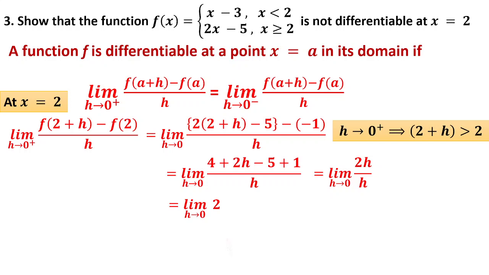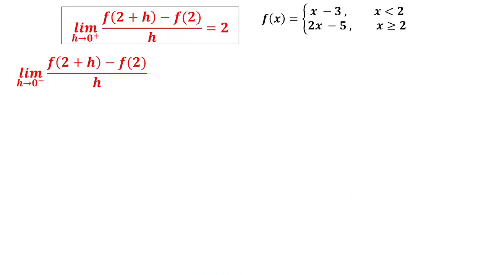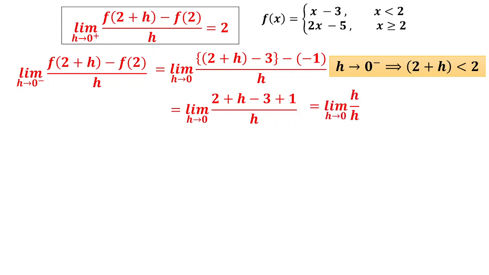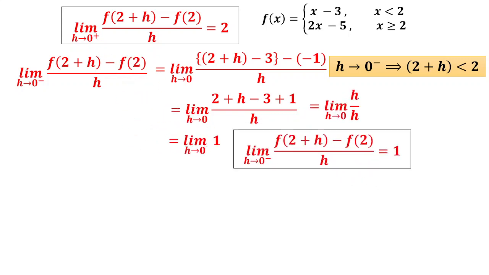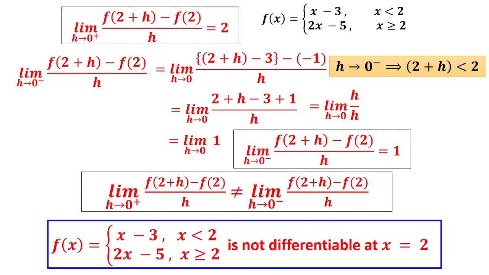Good. Let us now go to the left limit. The left limit is simple. Here h goes to 0 minus, meaning 2 plus h is less than 2. Which to be taken? That x minus 3 to be taken. f of x is equal to x minus 3 in this case. Therefore, 2 plus h minus 3, minus of minus 1, because f of 2 is minus 1. Simplify. You will get the answer as 1. The left limit is not equal to the right limit. Therefore, the function is not differentiable at x is equal to 2.